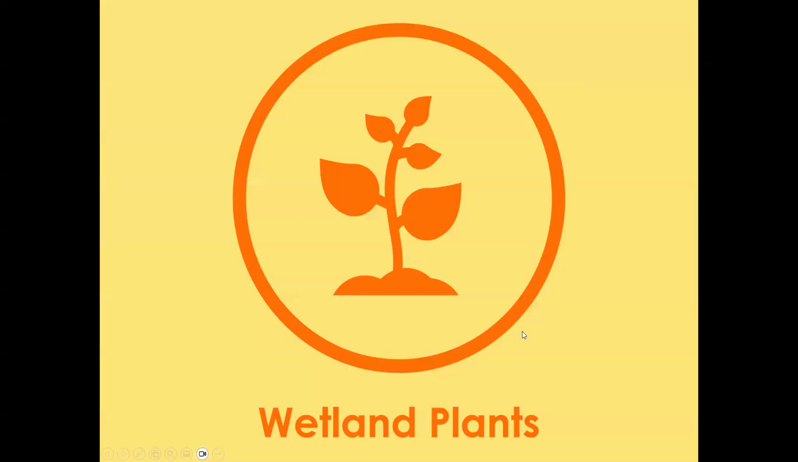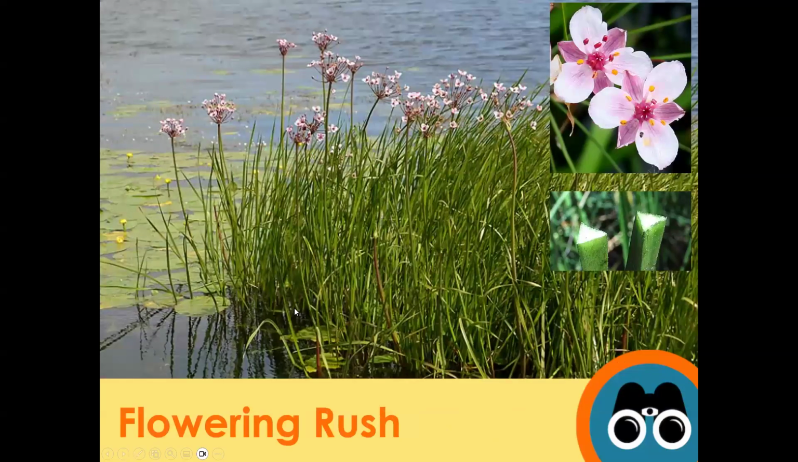Also going to go over a couple wetland plants. These plants don't necessarily grow down into the water, but we say that they like to keep their feet wet. So they're most often found along the edges of lakes or on stream banks. So I want to show you flowering rush.